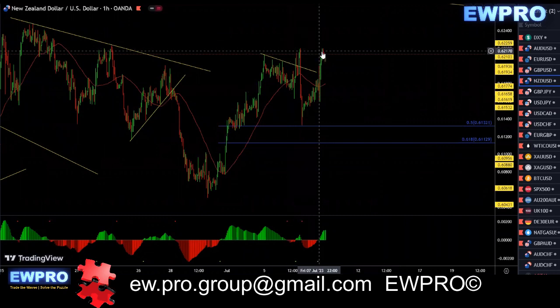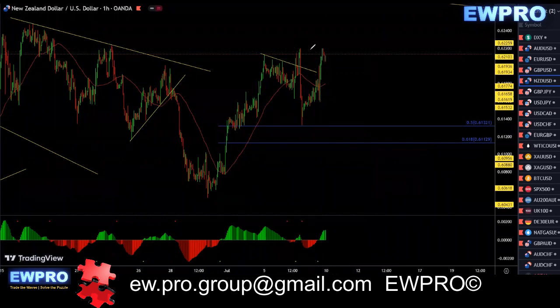We have just broken this top. We have just broken that top there, so you'd be looking for a correction and then more upside, very similar to GU.